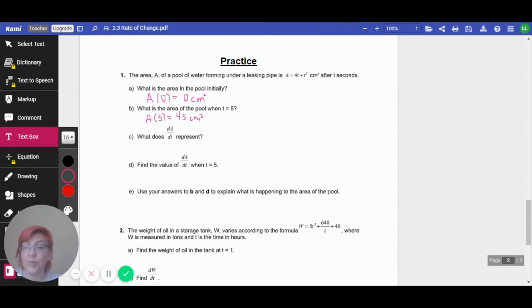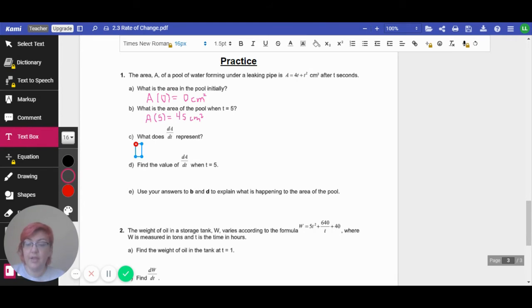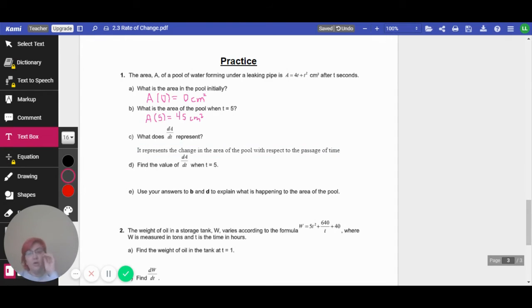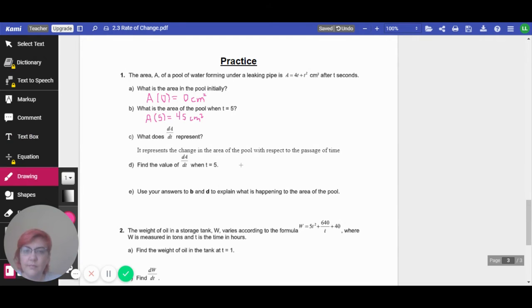So what does the derivative represent? It represents the change in the area of the pool with respect to the passage of time. So let's find the value of dA over dt when t equals 5. All right, well, first I need to find dA over dt, or A prime.